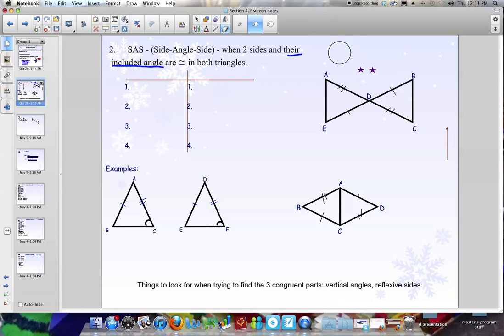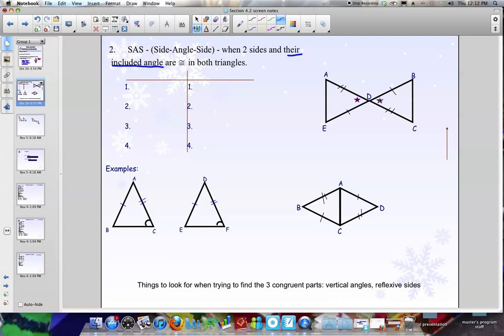So in this case, our two sides that are congruent are AD and ED. The angle that sits in between them, their included angle, would be this angle right here. That would be their included angle. So if I can show that this included angle is congruent to this included angle, then I can say that my triangles are congruent.